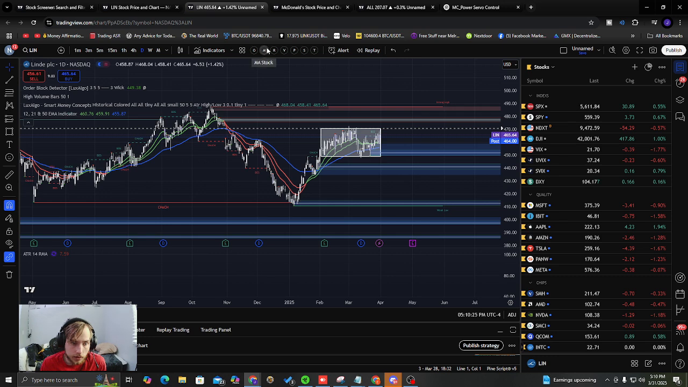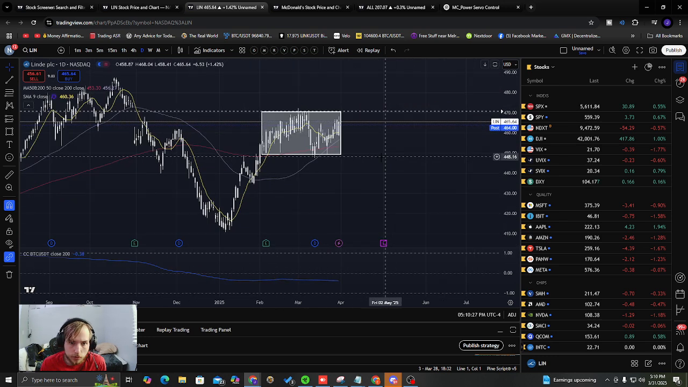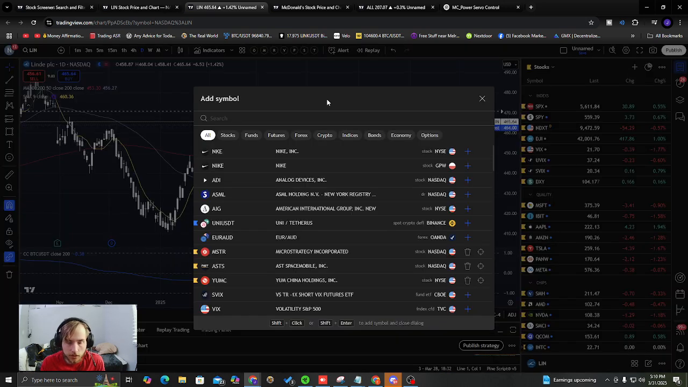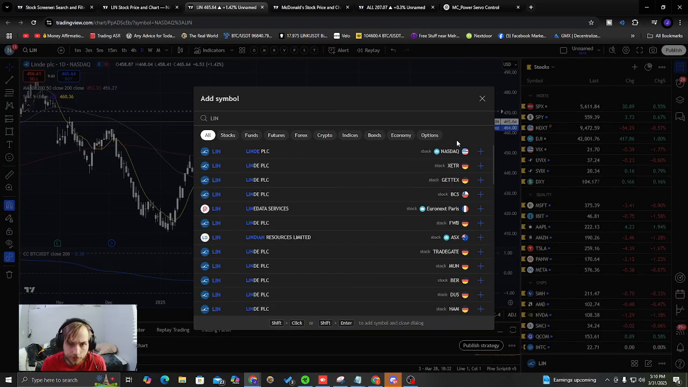Obviously you can use other indicators and charts to help you define what trades you actually want to take. So this is a decent looking one. I'm adding this one to my watch list.